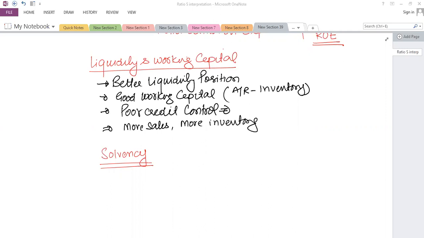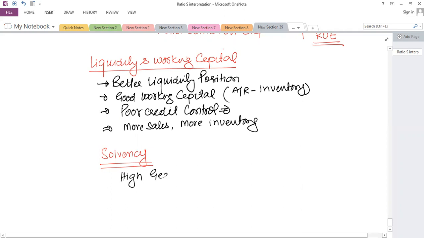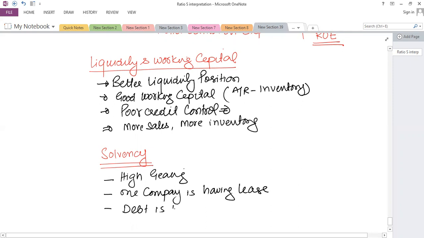Okay. Why one company's gearing is high: one company is using lease, and as far as the gearing ratio is concerned, both are identical. They have high gearing, both, right? One company is having lease, you have to mention here. Another point, that debt is to be paid in 1 year's time.